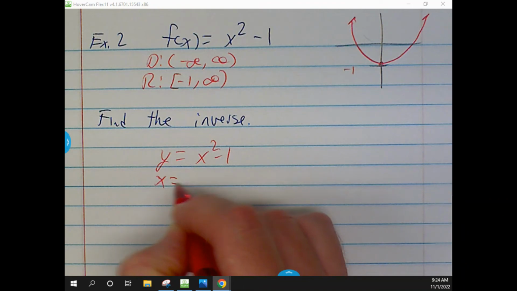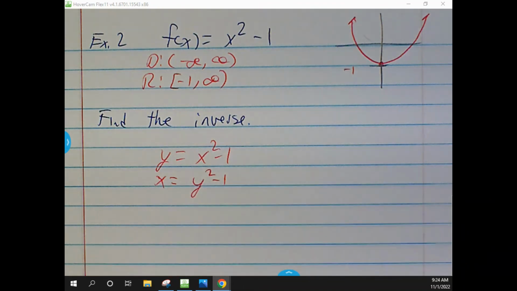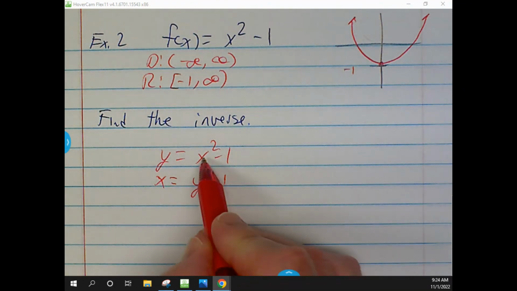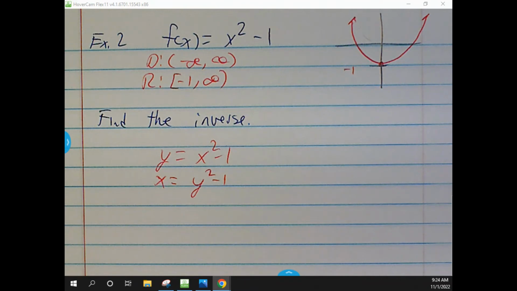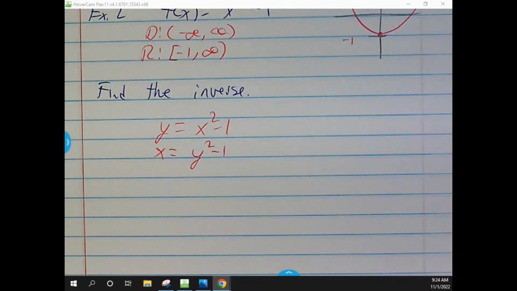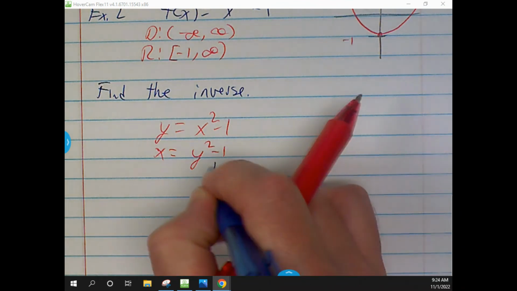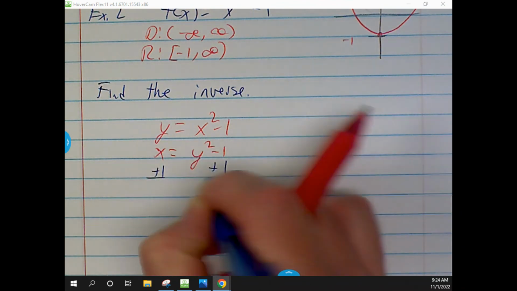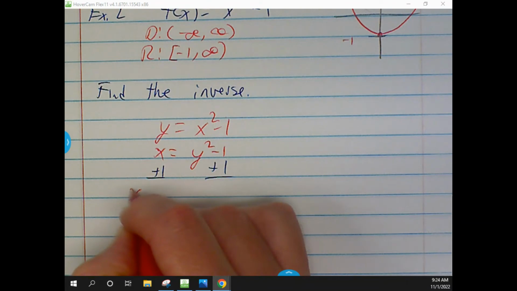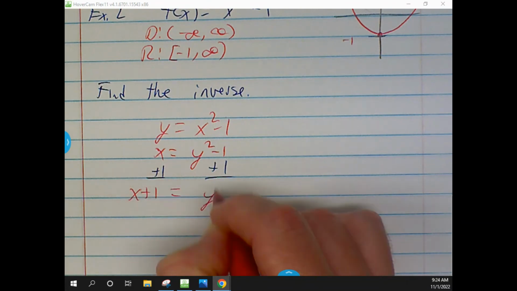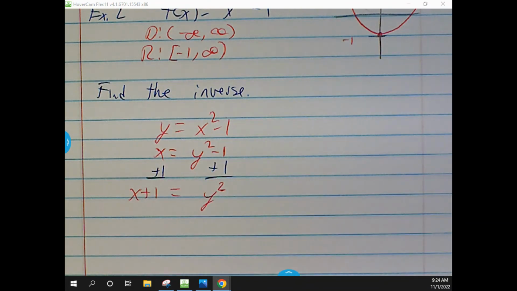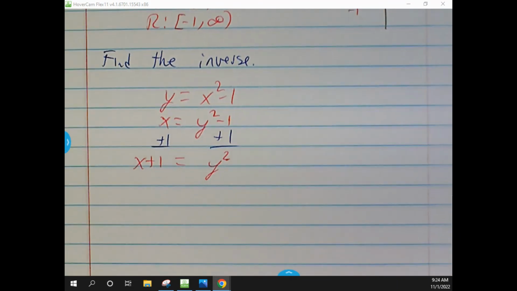Switch your x's and your y's. The squared stays where it is. So you literally just take the x over here and the y goes over there. Everything else around it stays where it is. So now we're not just getting y by itself, it's the y squared that's getting by itself. So first thing is plus 1. So we've got it down to x plus 1 equals y squared.